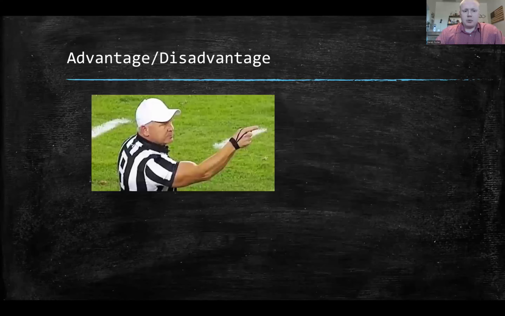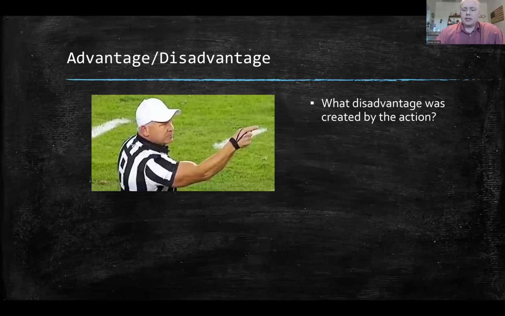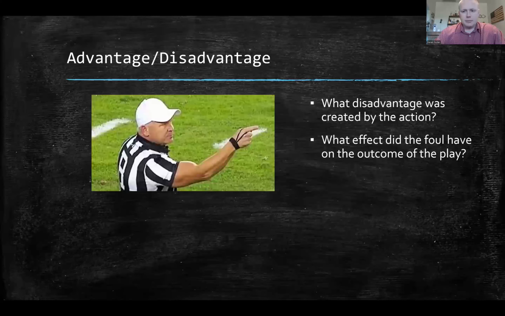And our final factor: was there an advantage or disadvantage gained? So what disadvantage was created by the action? That's the question you should ask yourself. The whole reason we have this factor is that we want to avoid throwing holding fouls on players where the outcome of the play is not affected by the foul at all.